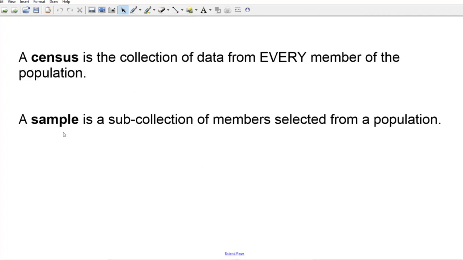A sample is a sub-collection of members selected from a population. So if we were going to say everybody at Cape Fear, that would be the population. If I was going to say a sample of that, maybe I say just the females or just first year students or people who are 5'3", that would be a sample of that sub-collection, okay?